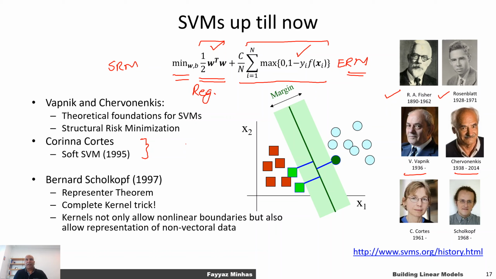If you focus on the ERM part, or the perceptron part, of the support vector machine, we see that solving that gives us a line, but doesn't maximize the margin.